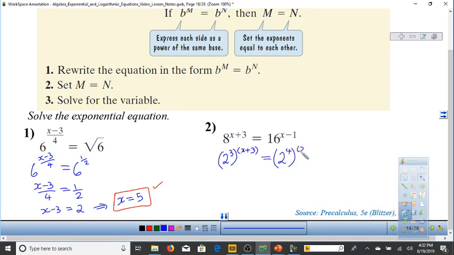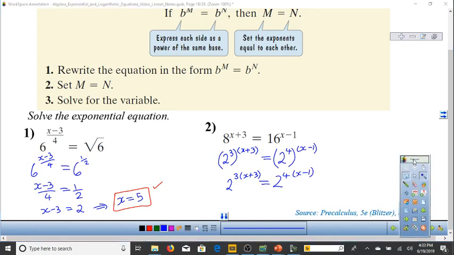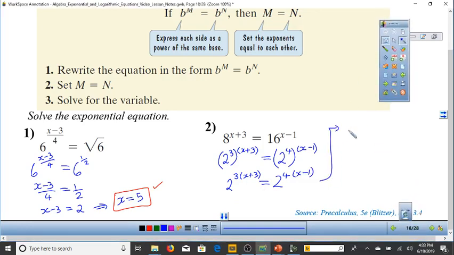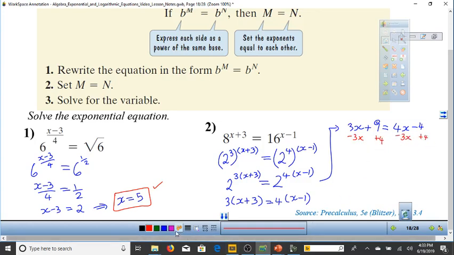And then we get 2 to the 3 times x plus 3, that's the exponent rule, and 2 to the 4 times x minus 1, exponent rules again. The bases are the same, so the inputs must be equal. So I will just continue over here as 3 times x plus 3 is equal to 4 times x minus 1. I distribute the parentheses, I get 3x plus 9 is equal to 4x minus 4. So then I can just solve. I can just subtract 3x from both sides and add 4 to both sides. And that will give me 13 is equal to x. So x is equal to 13.